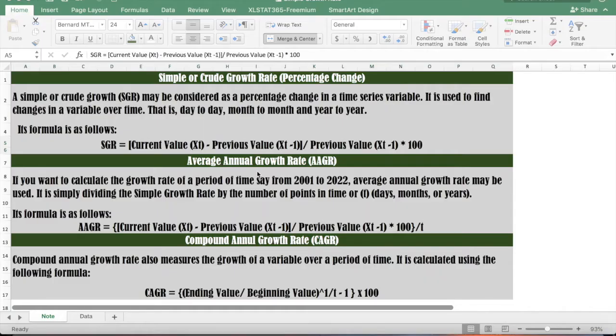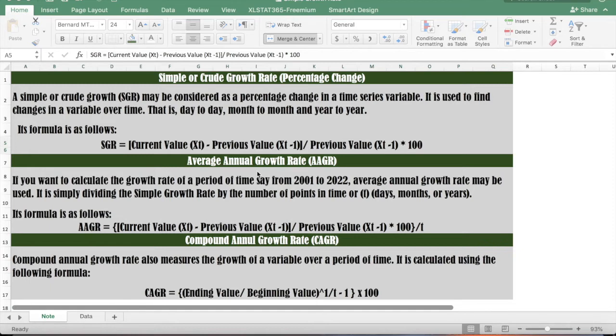Hi there. Do you want to learn how to find the growth rate of a time series variable such as production, sales, prices, etc.? If yes, this video is for you. You will learn about the most common types of growth rates along with their calculation.